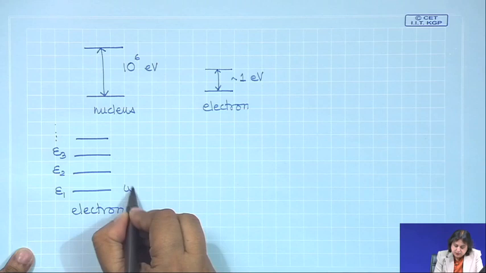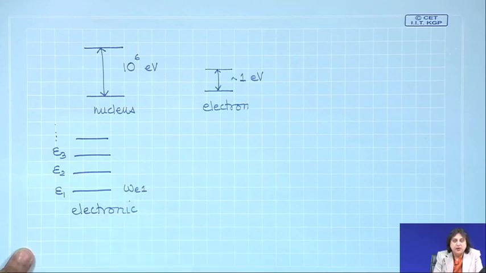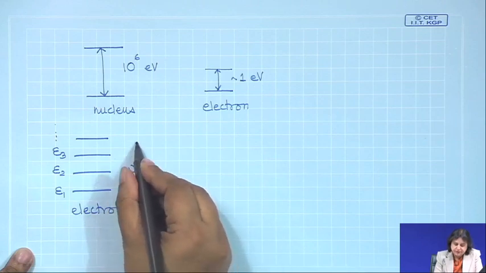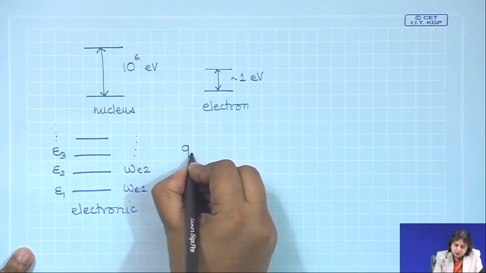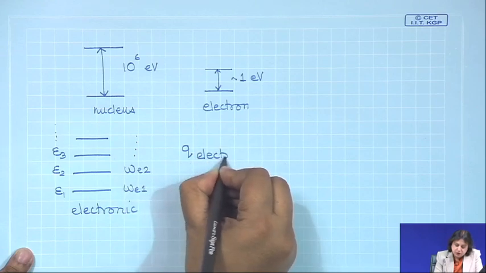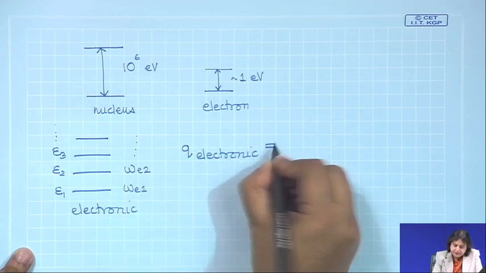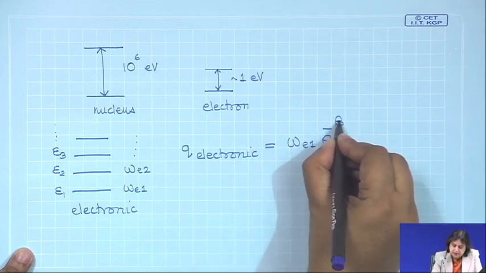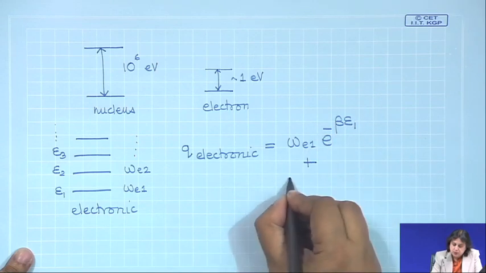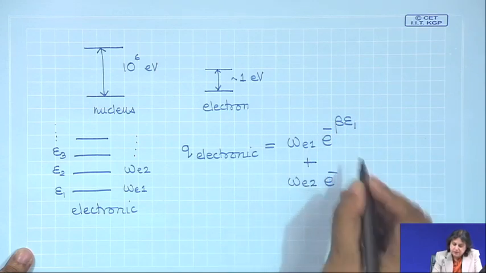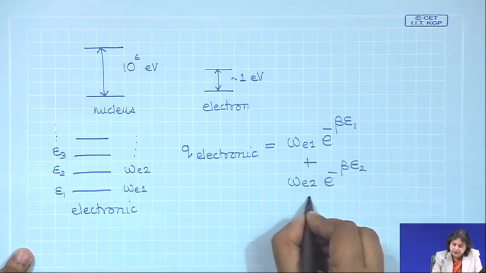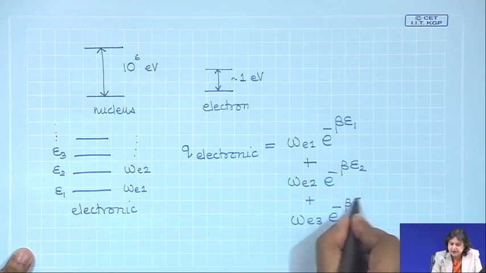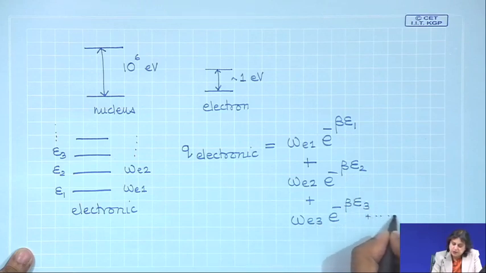And this omega E1 is the degeneracy of the energy level epsilon 1, this is epsilon 2, like this. So, what is small q electronic? Small q electronic will be given by omega E1 e to the power of minus beta epsilon 1, plus omega E2 e to the power of minus beta epsilon 2, plus omega E3 into e to the power of minus beta epsilon 3, and so on and so forth.